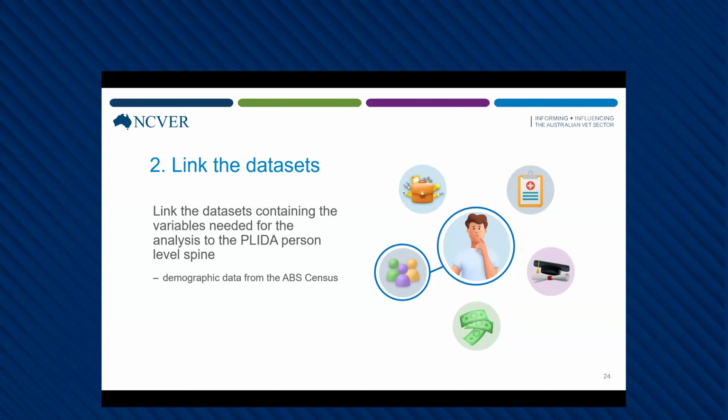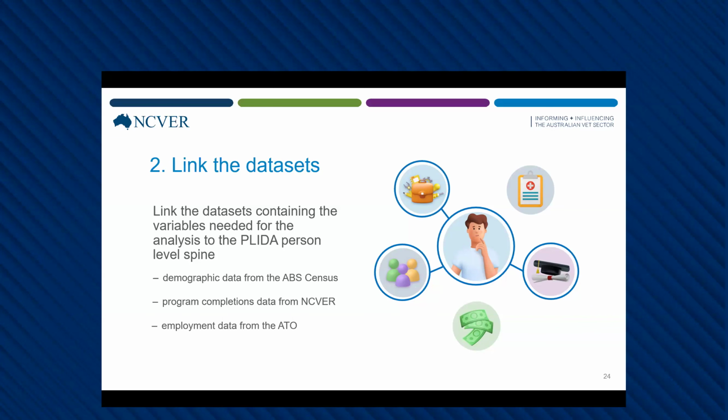Demographic data from the ABS 2016 census to obtain data on a student's country of birth, program completions data from NCVER to obtain VET program completions in 2016, and personal income tax data from the ATO to obtain the ANZSCO code for the student's occupation of employment post-training.